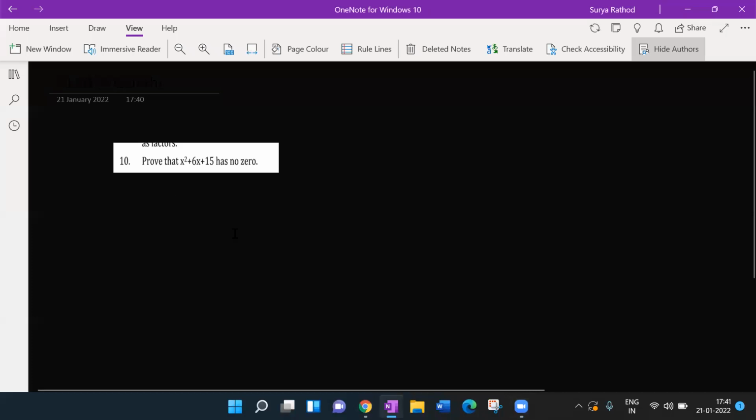Sir, have you shared any link? Yes, sir, I shared it. Kavya has shared a question. Everyone look at the screen. Prove that x square plus 6x plus 15 has no zero, which means no roots. How can I prove this?